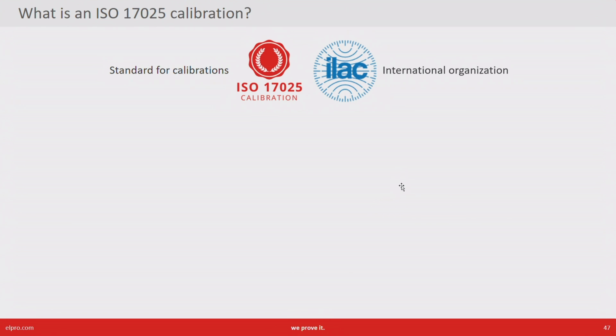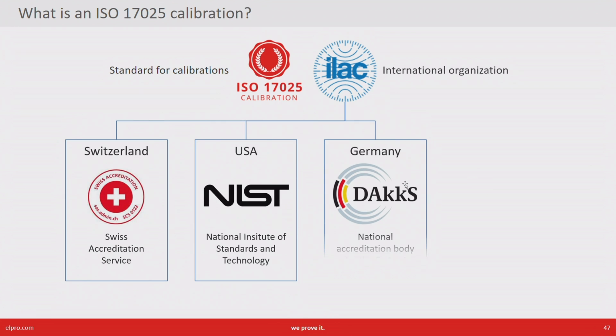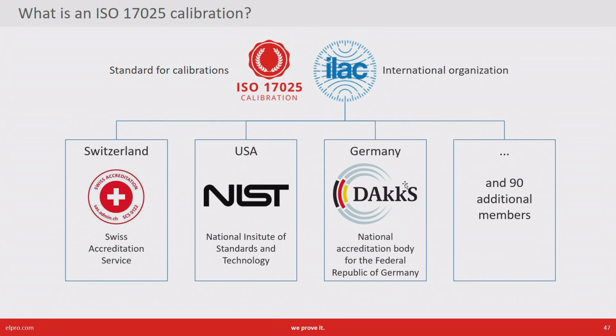What is this? ILAC is an international organization where all the national bodies are organized. In Switzerland, this would be SAS, the Swiss Accreditation Service. In the US, it's NIST. In Germany, it's DAkkS, and there are 90 or so more national organizations, which are all organized in this ILAC.